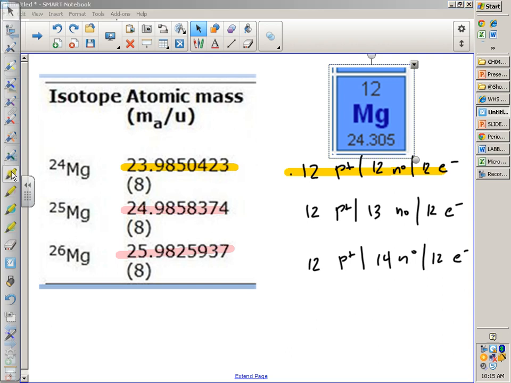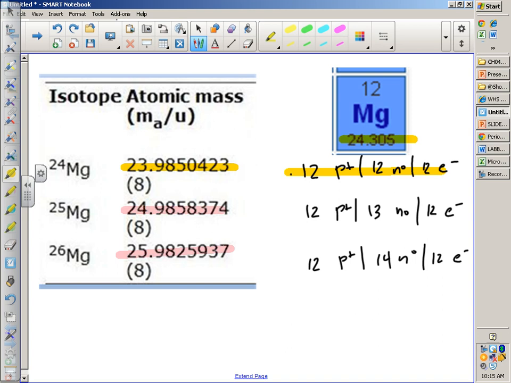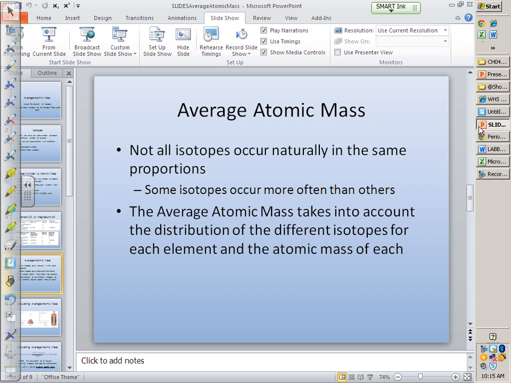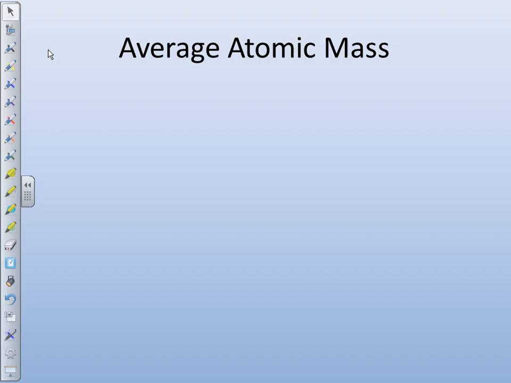Check out this number, 24.305. Is that the atomic mass of magnesium-24? Is it the atomic mass of magnesium-25? Is it the atomic mass of magnesium-26? Not any of those, right? So this number can't be an atomic mass. This is what we call an average atomic mass.